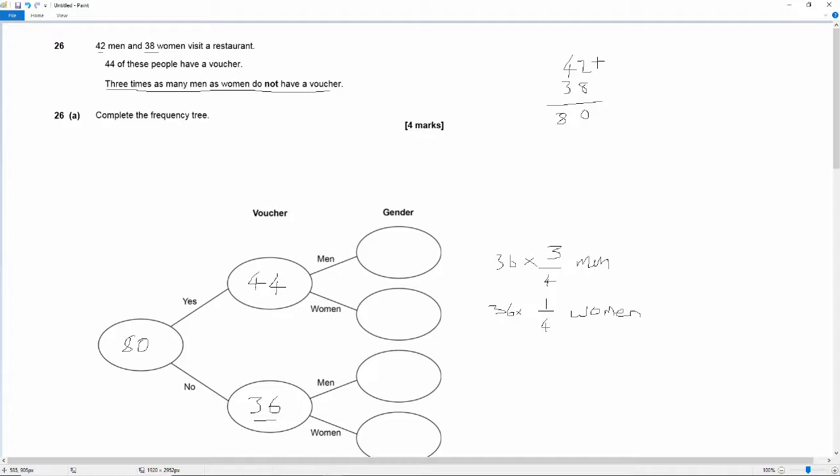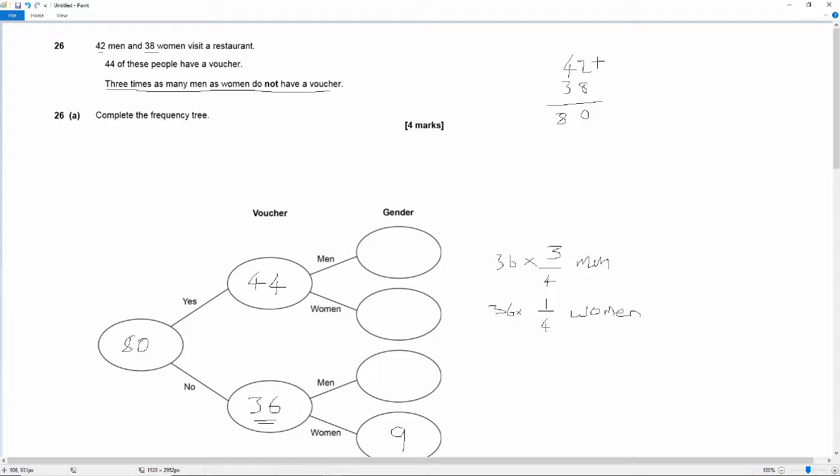Because it's those who don't have a voucher. So let's do the 1/4, because then we can just multiply the answer by 3. 36 times 1/4 is the same as 36 divided by 4, which we know from our 9 times tables is 9, because 9 times 4 is 36. Of course you can use a calculator.